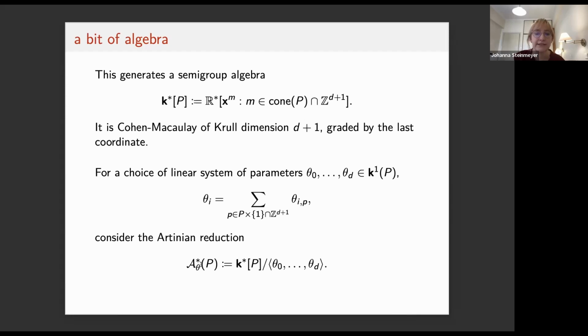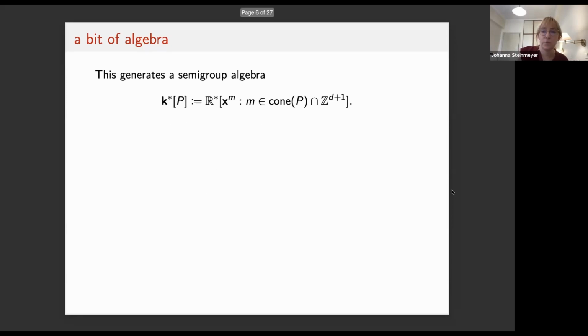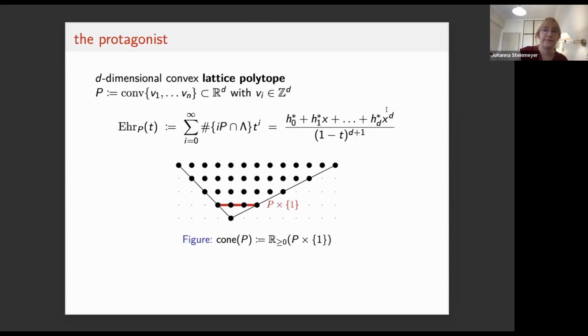Now, we know that whatever linear system of parameters we choose, we do get that the dimension, just as a vector space, of the k-th graded piece of the Artinian reduction is going to be exactly the h star k, the ones that we had right here. And these are the numbers that we're interested in.